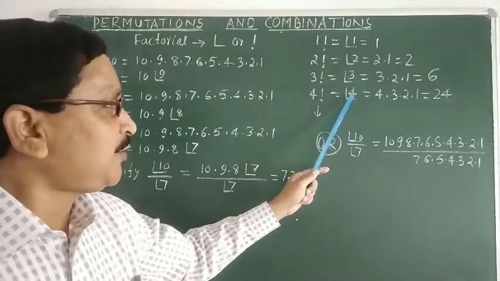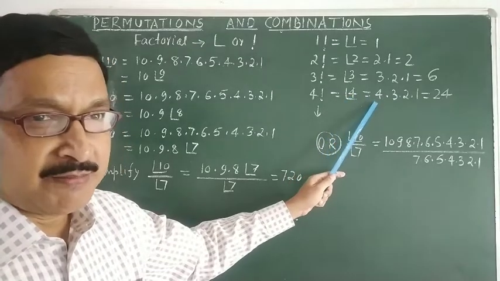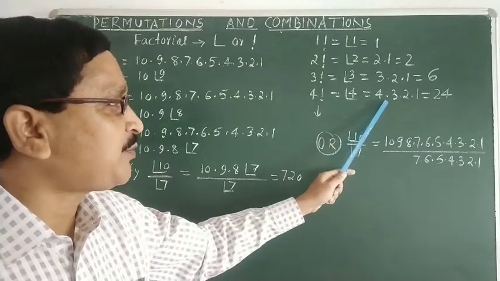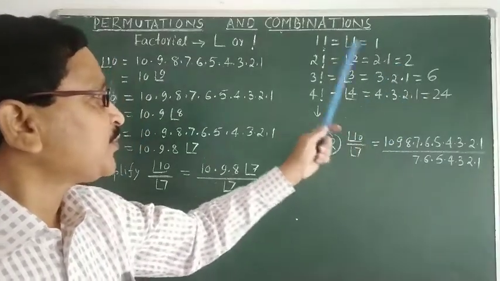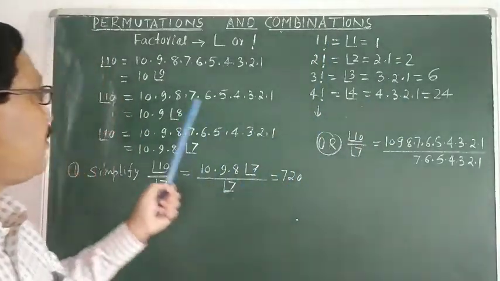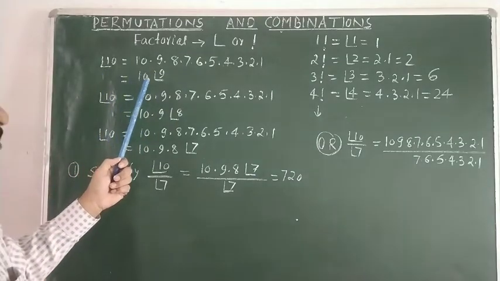So the factorial of any number starts from that number. After that, at a difference of 1, it will go ahead, and the last term will be 1. So these are the factorials. Now some tips to do the problems.